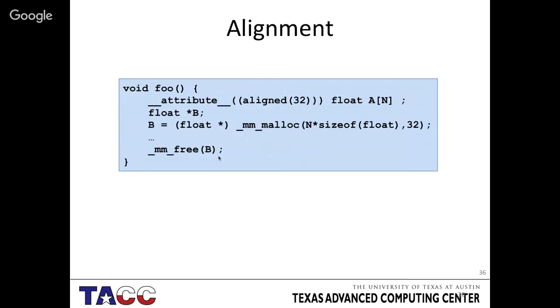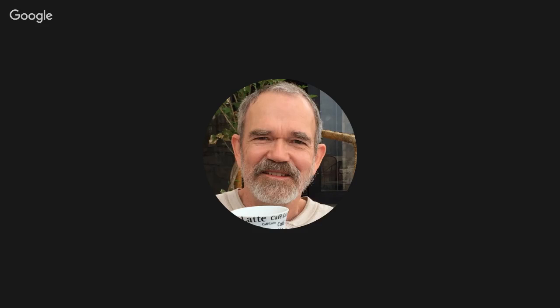And here's an example of using the attribute for that. You can specify attribute align 32, and then declare your variables of a certain size. Or you can do a pointer and do your malloc this way. So this is on your stack, and this is on the heap, and then this is how you free it up on the heap. But that's not portable.